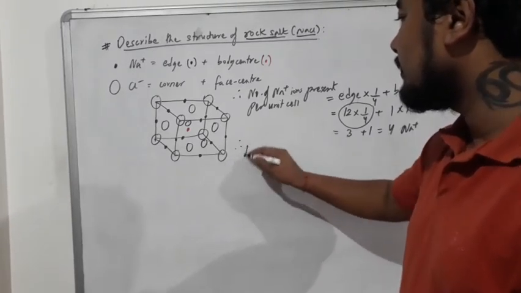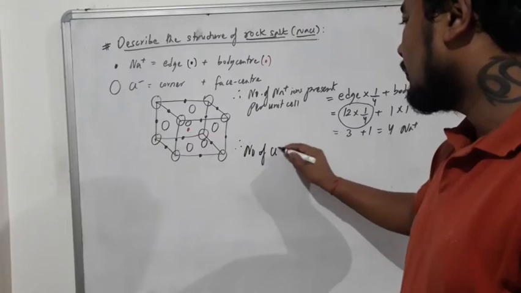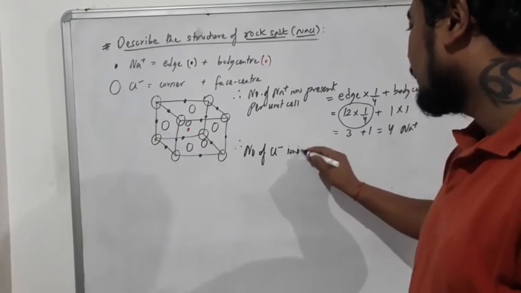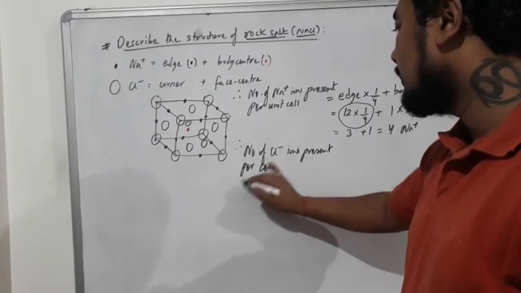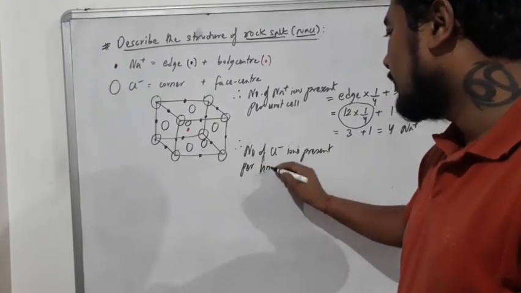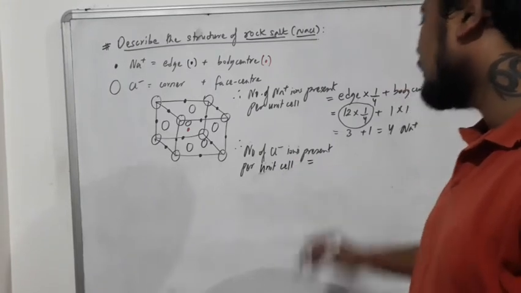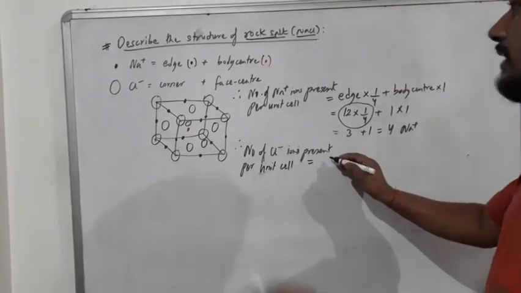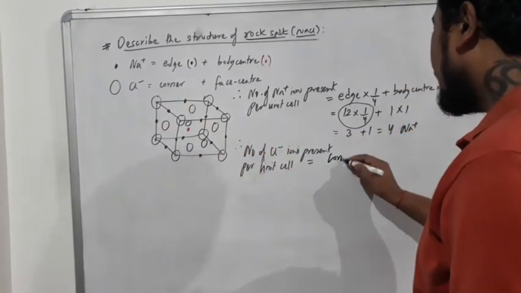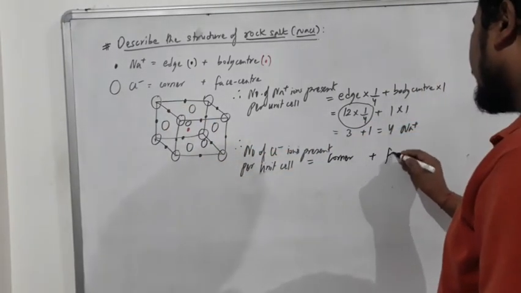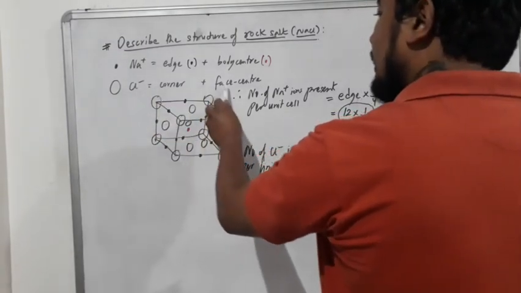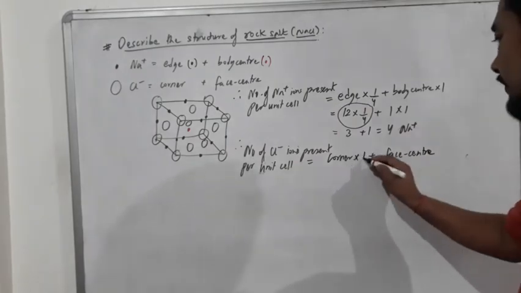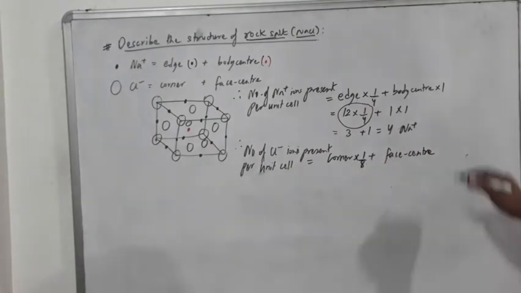So here I am writing the number of chloride ions present per unit cell. Now let us see the number of chloride ions present per unit cell. Where are the chloride ions present? You can see from here. Chloride ions are present in the corner and in the face center. Chloride ions are present in what, students? In the corner and in the face center. Corner will always share how much part of the particle? 1/8. And the face center will share half.